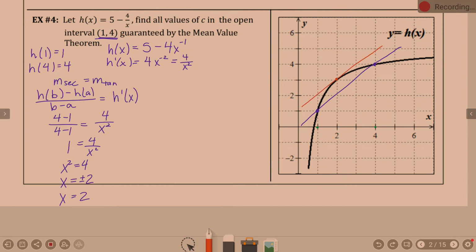Okay, but there's my official justification. Find all values of c in the open interval guaranteed by the mean value theorem. So c equals 2 satisfies the mean value theorem here. So I'm going to say, therefore, c equals 2 satisfies MVT on the interval 1 to 4.